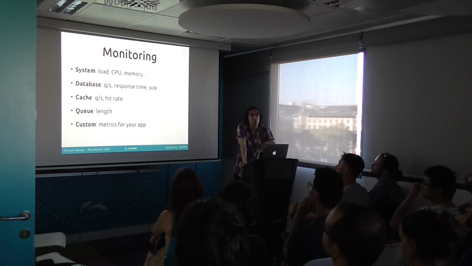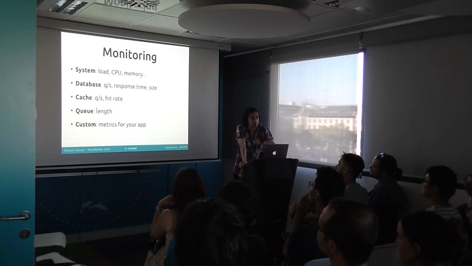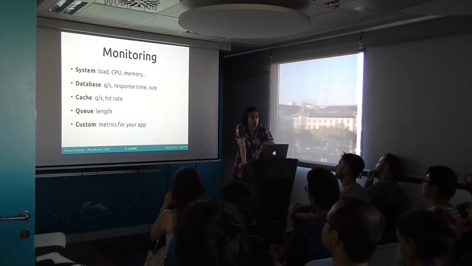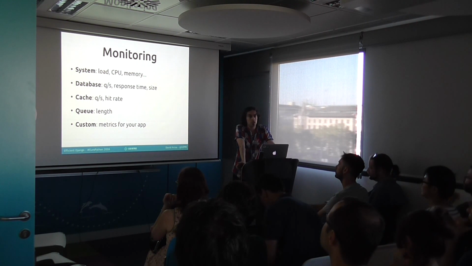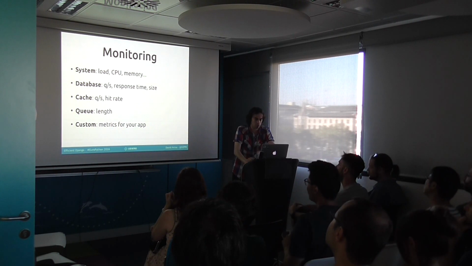Basic monitoring. You monitor the system, the load, the CPU, memory, hard drive usage. You monitor the database, queries per second, response time, size, the cache, how many hits to the cache, how many misses to the cache. The queues, if you have queues for workers, you monitor the length of the queues, because if the queue is growing a lot, then maybe the bottleneck is there and you need to add more workers. And of course, custom metrics for your application. Your own business logic will have some things that need to be measured. They call these things KPIs, but we are developers, so we don't know those buzzwords.